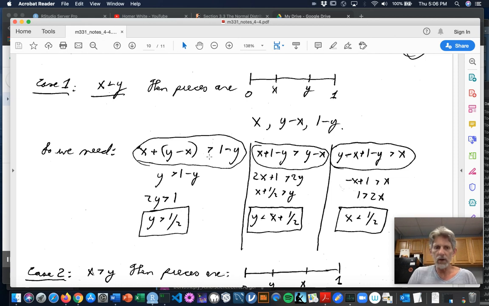So you've got three inequalities, and what I'm doing is just working with each of the inequalities to get something simpler. And I come up with these three things. y is bigger than a half, y is less than x plus a half, and x is less than a half.